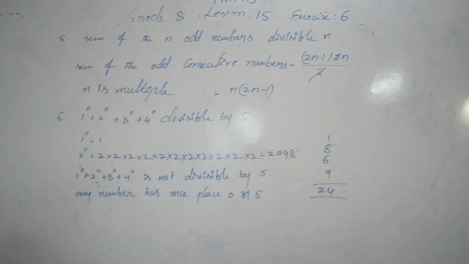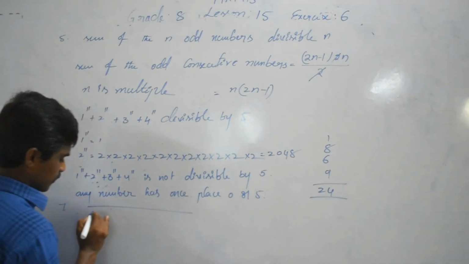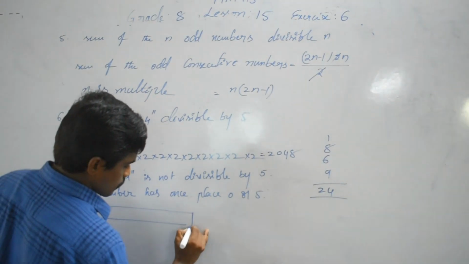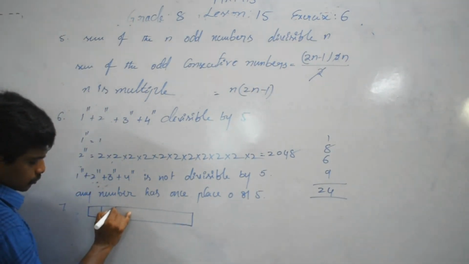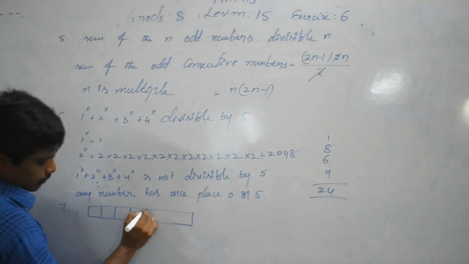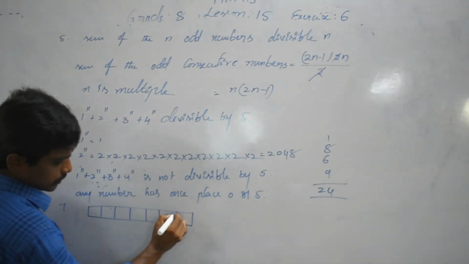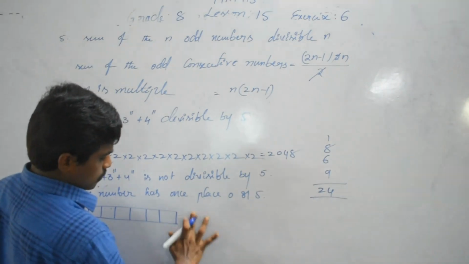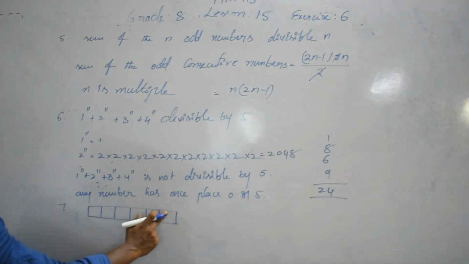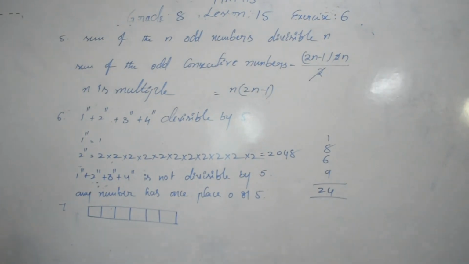One, two, three, four, five, six rectangles. Next one, sixth one, seventh one. Here one rectangle is given. One, two, three, four, five, six. They are asking to find the number of rectangles in the given figure.